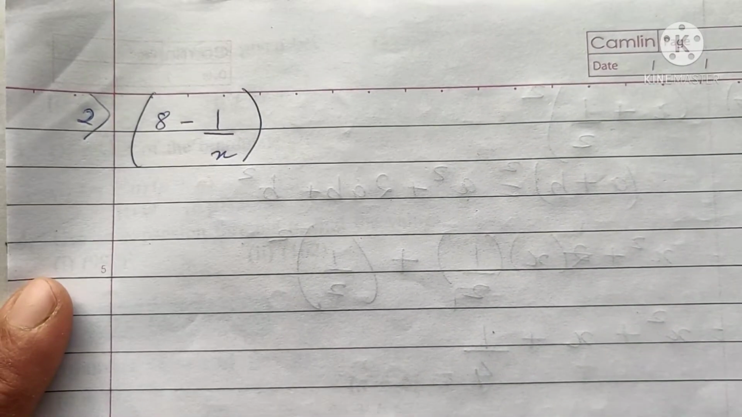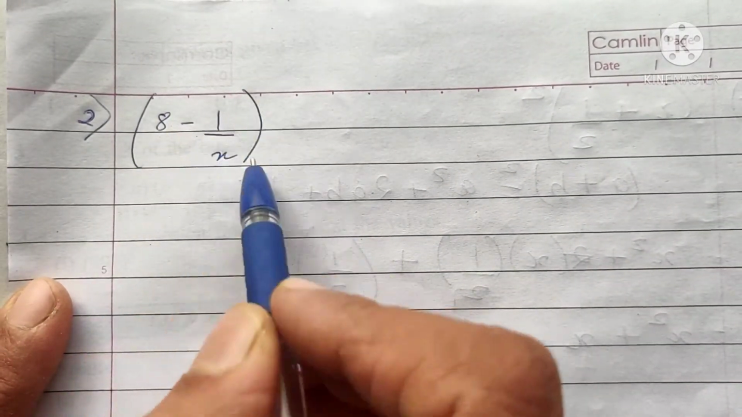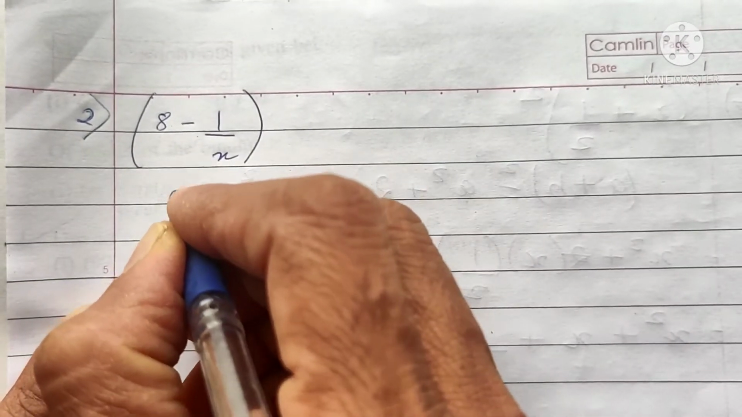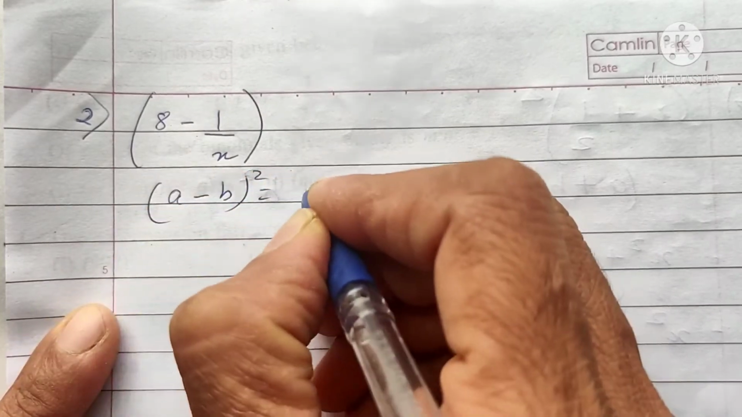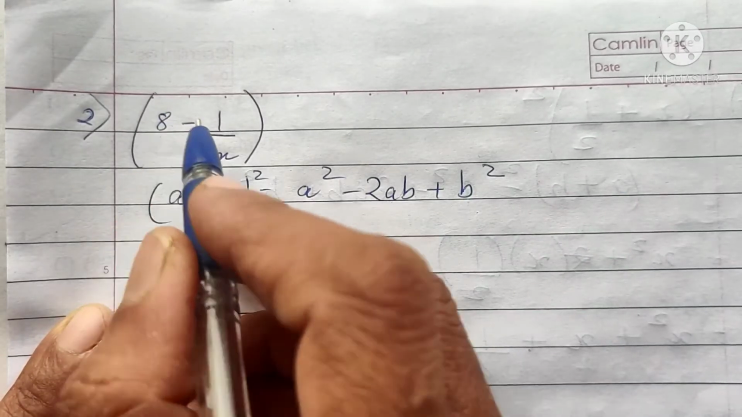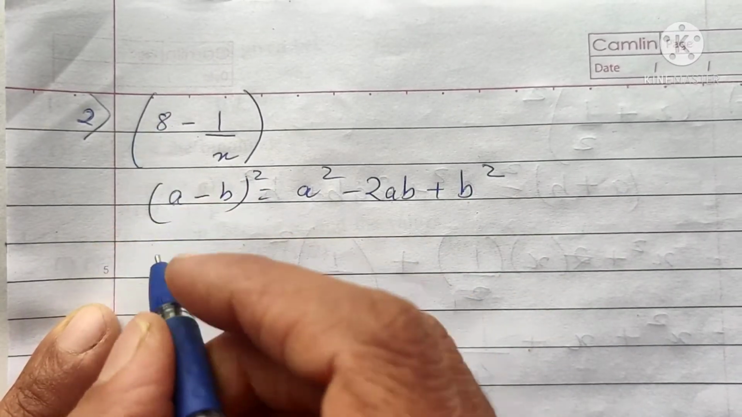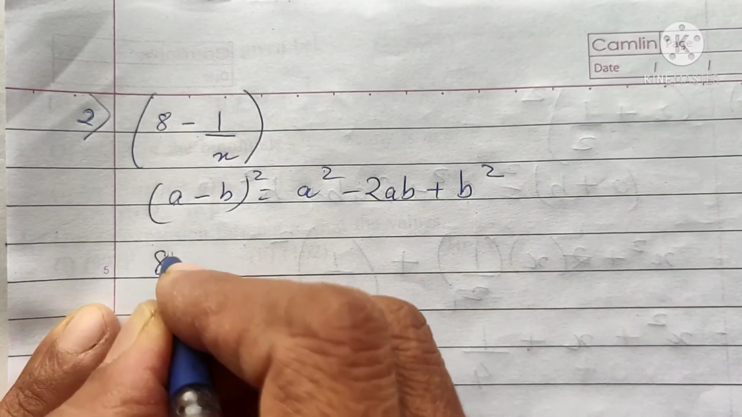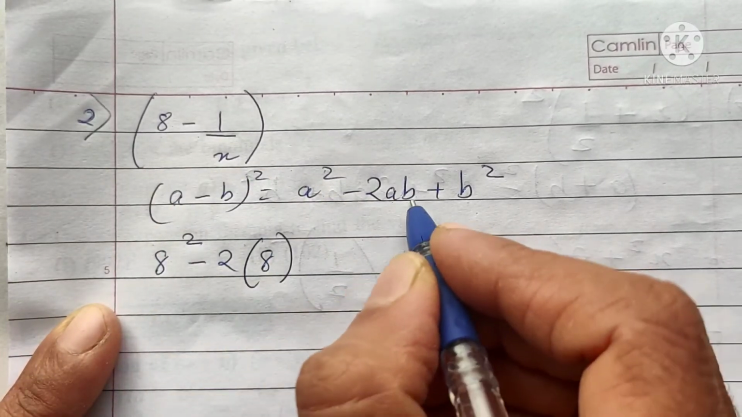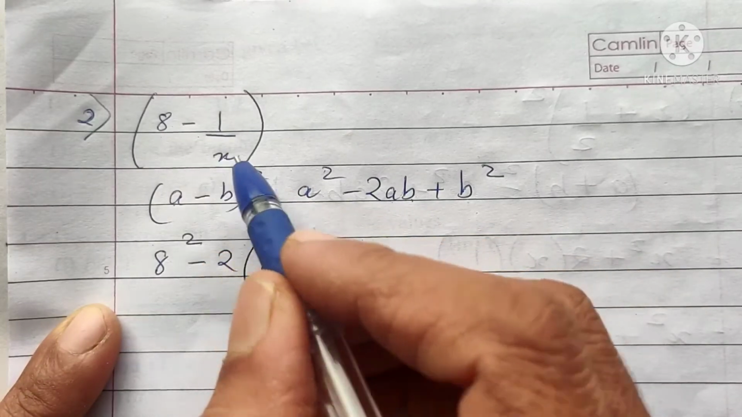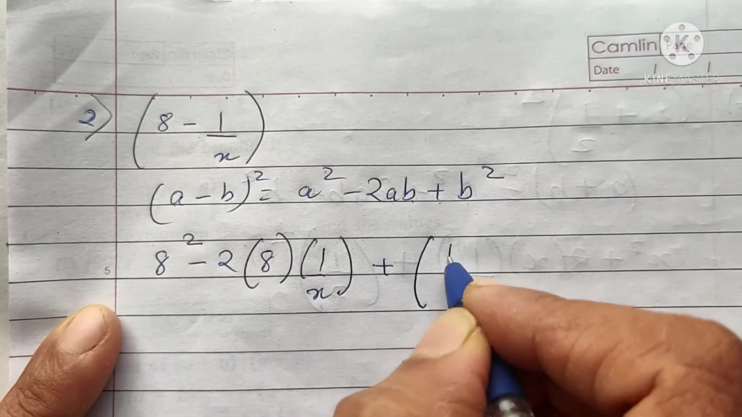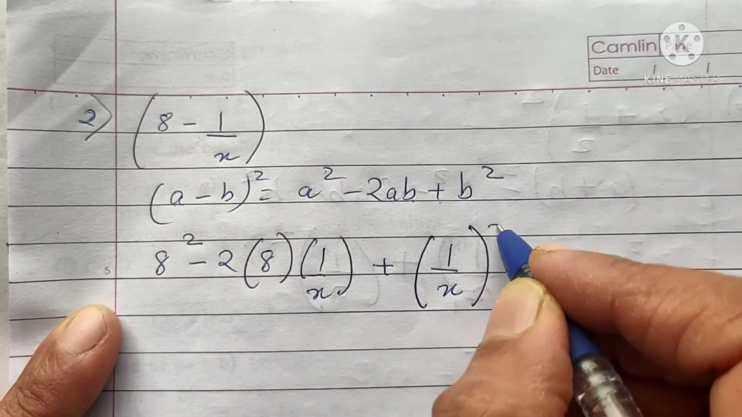So this is of the form a minus b, and if you want to square it, it will be a minus b the whole square. So let's quickly write the formula. And now let's substitute. So here a is 8, right? So you take the first term square, so it's 8 square, minus 2, a is 8, and second term b is 1 upon x. And then you have b square. So it will be 1 upon x the whole square.